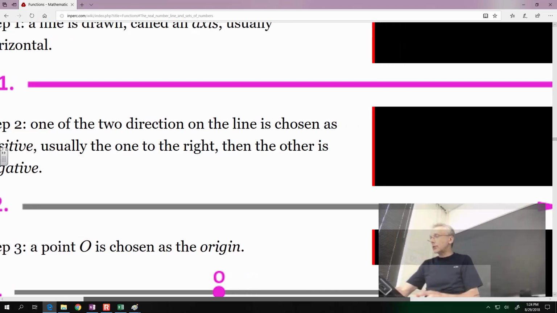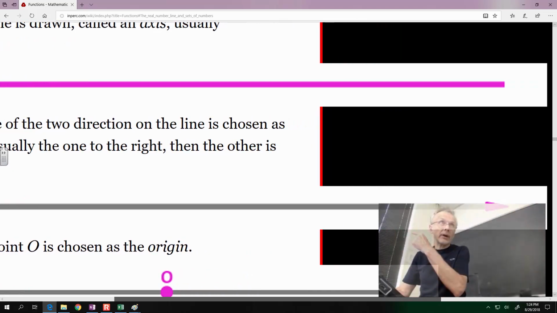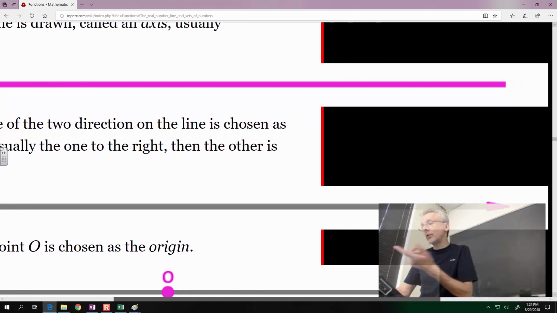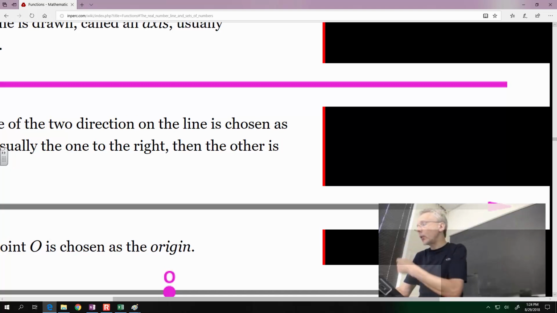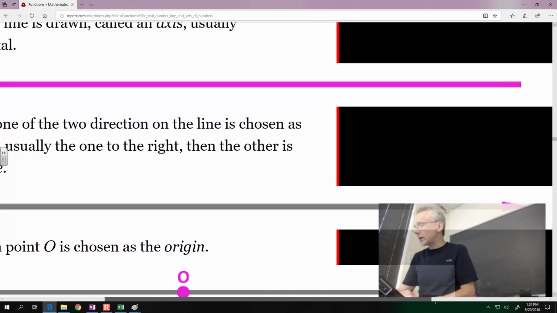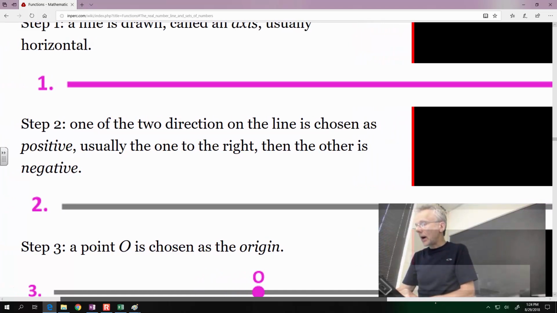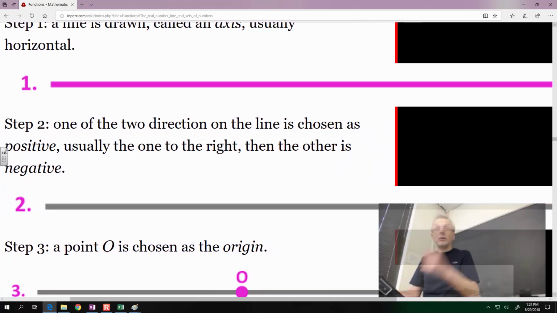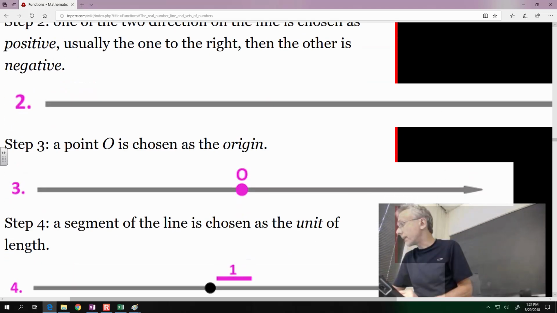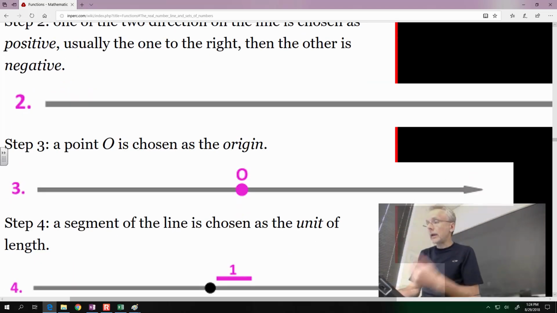Step number 2, you indicate the direction, which I just mentioned. Usually you draw it horizontally and point to the right, but it doesn't matter. Sometimes you are going to point it up. That's also good. The next step is to identify the origin. That's where your 0 is going to be.